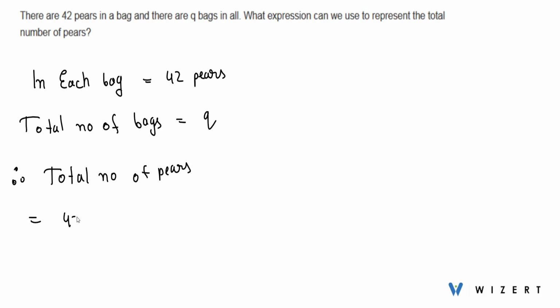So we will have 42 plus 42 plus 42 plus up to q times, because there are q number of bags and in each bag 42 pairs are present. Now we know that multiplication is repetitive addition. So suppose you want to write 2 plus 2 plus 2, we can write it in the form of 3 multiplied by 2, because as I have said, multiplication is repetitive addition. Similarly, we are adding 42 q times, so we can simply write it in the form of 42q.